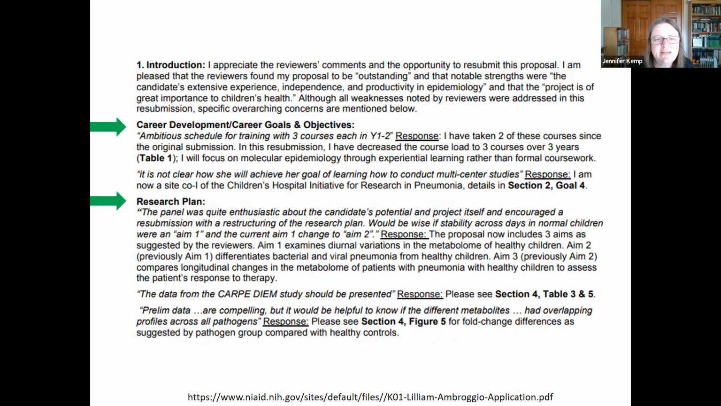Here's another example where they've organized it categorically. I think this must have been a K. So they talk about the review comments in the career development plan, and then they move to comments from the research plan. Normally this isn't my favorite way to organize things, but if you want to read it closely later, I think it actually works pretty well in this case.